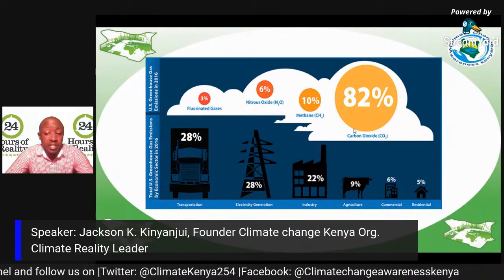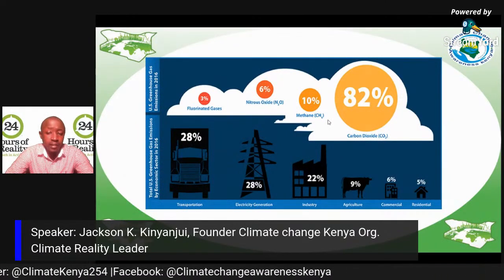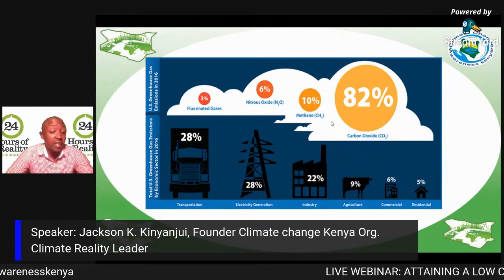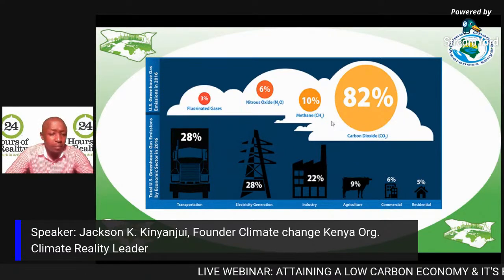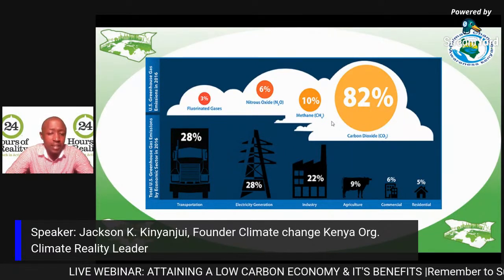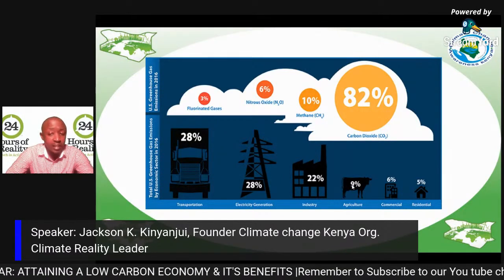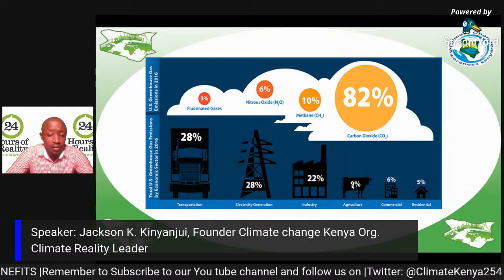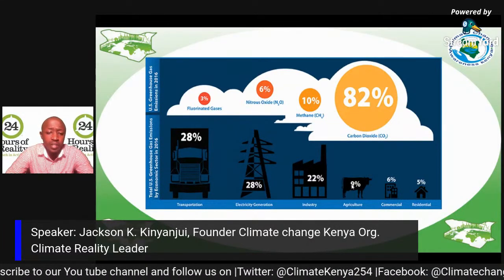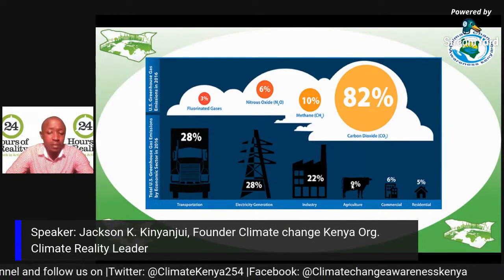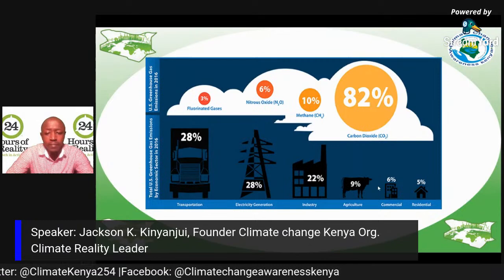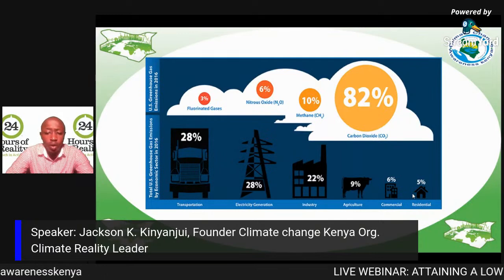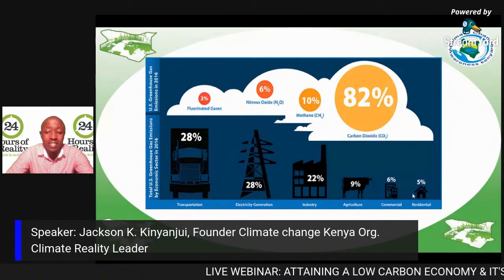Transportation. These are some of the industries and how much greenhouse gas in terms of carbon they're emitting. When you look at transportation, 28% comes from the transport sector, mainly because they are fossil-dependent sectors. Electricity, that is electric generation. Most of the electric generation plants are fossil-fueled, diesel-powered, and we are trying to move into renewable energy-dependent electric power plants. Industries, 22%, agriculture is 9%, commercial is 6%, and residential is 5%.